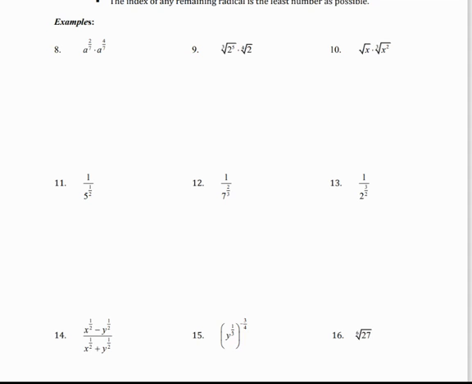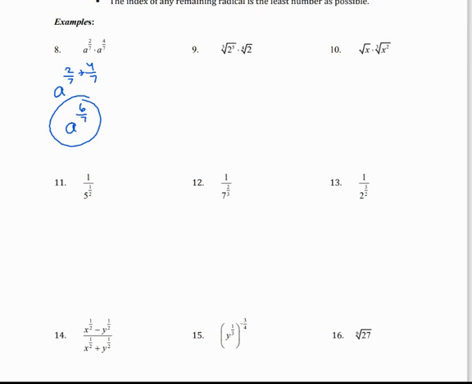So let's take a look at some of these, and then I'll have you try some of them as well. So for 8, this is pretty straightforward. The bases are the same, and we're multiplying, so we just add our exponents. A to the 2/7 plus 4/7. The denominators are the same, so we simply just add, and that gives me a to the 6/7. No negative exponents, no improper fractions. We're good to go.